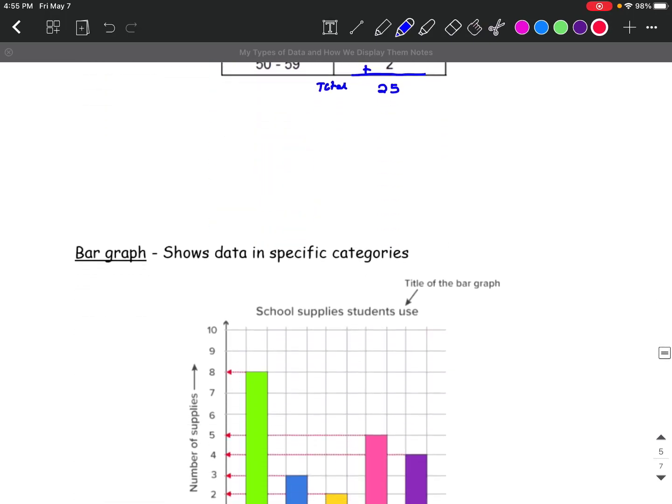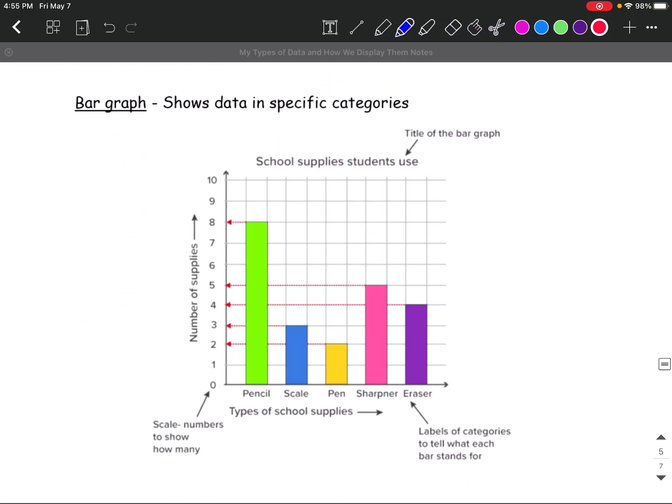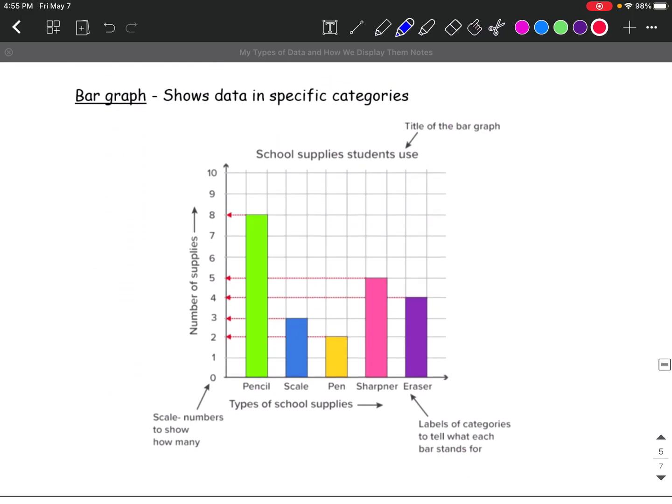Okay. Now a bar graph. Now remember, we said this is different than a histogram. Notice these bars are not touching. Also, the bottom axis here, they have categories on them. So this, we have a title here. It's the school supplies that students use.